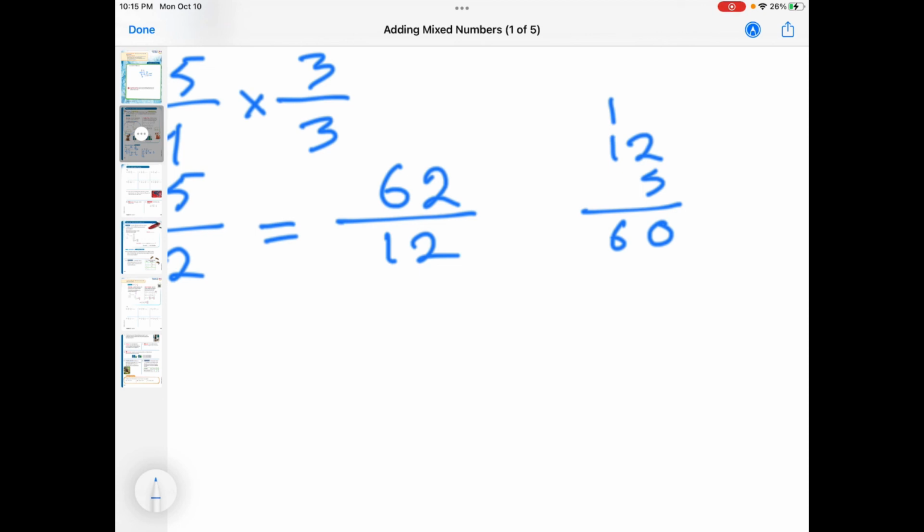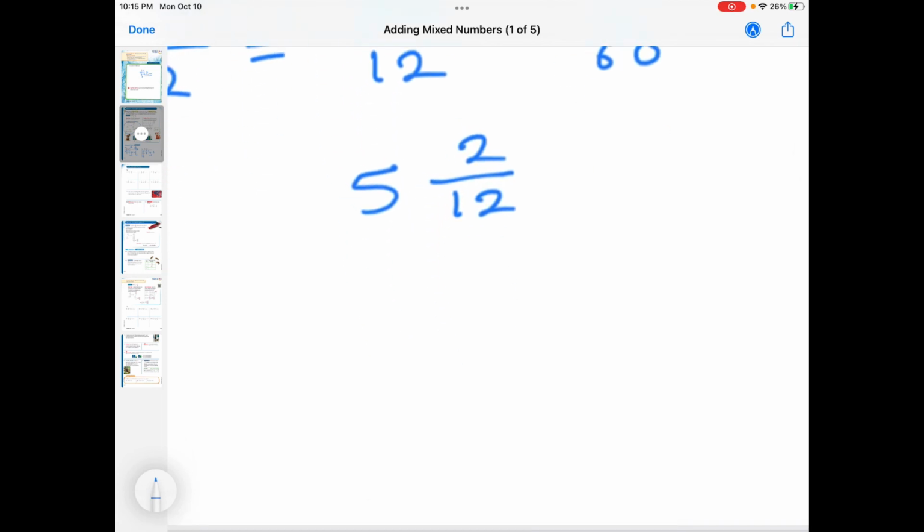So we know 12 goes into 60 5 times. And so I'm going to go ahead and write down 5, and we're going to keep this as our denominator, and our remainder is 2, okay? So 5 times 12 is 60 with a remainder of 2, and I can even simplify this a little bit more because if I was to factor a 2 out here, I could go 2 divided by 2, and 12 divided by 2, which is going to be 1 and 6. And if I really wanted to simplify this, I could go 5 and 1/6.